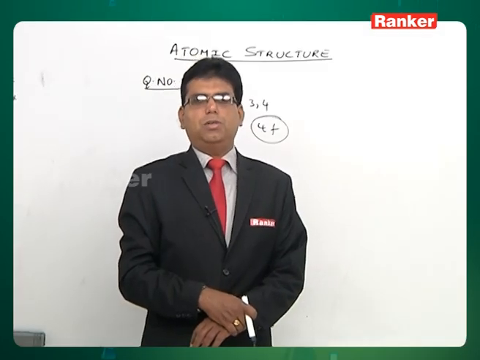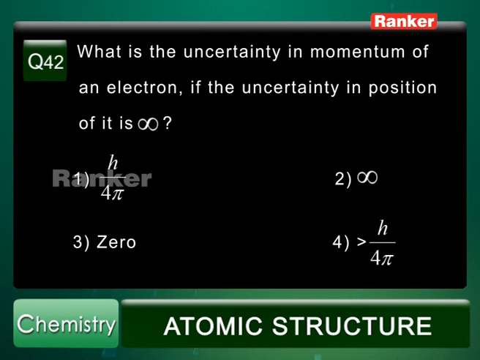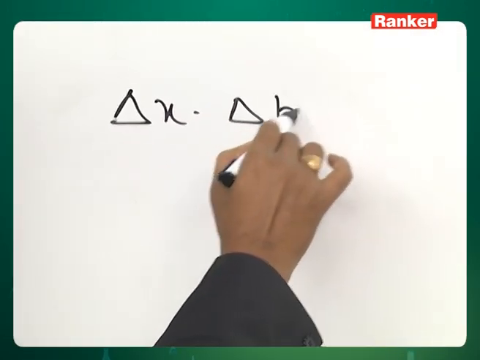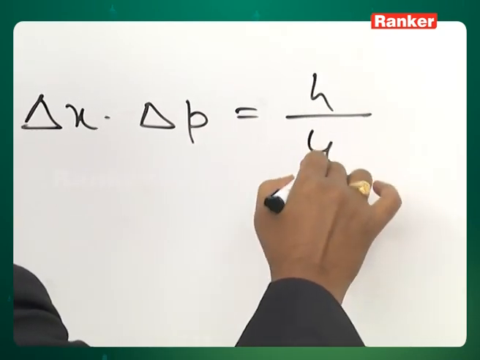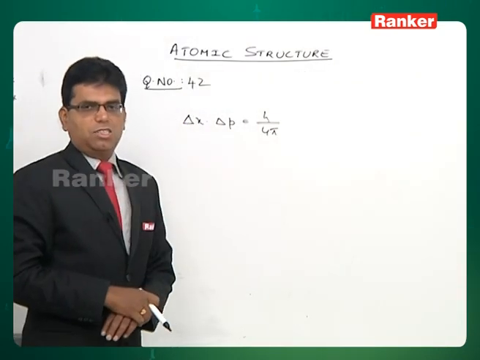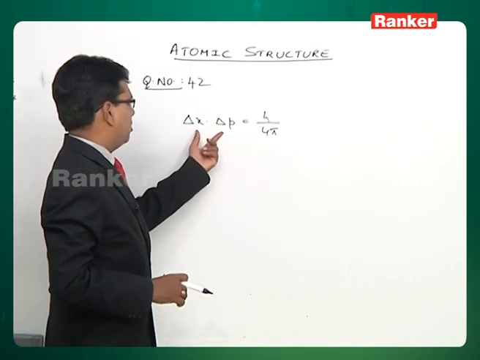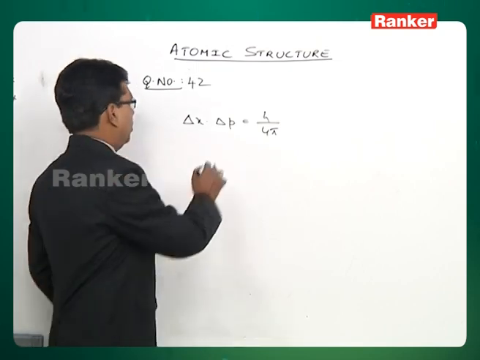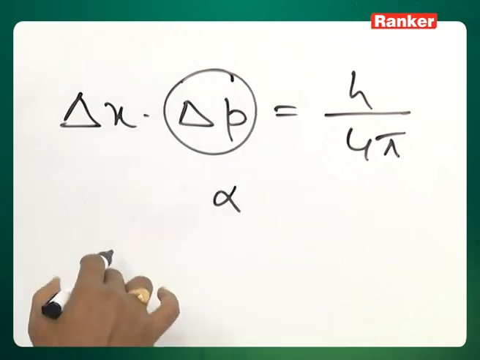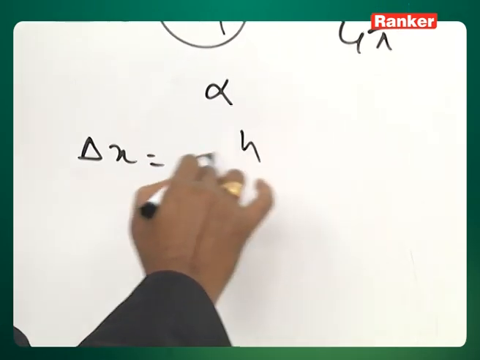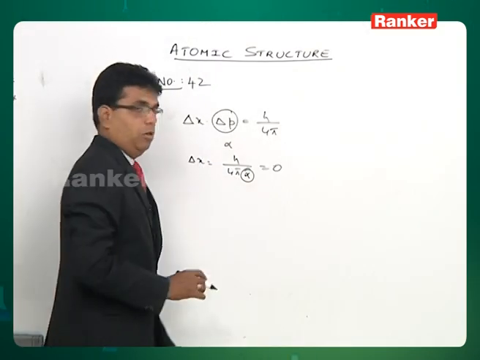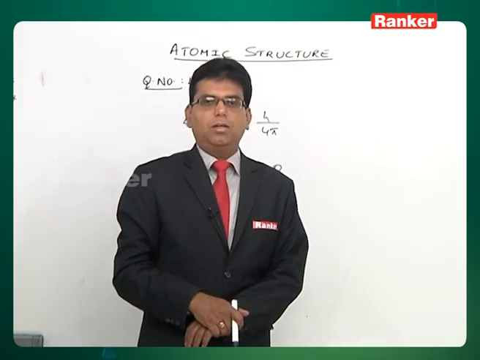Now let's move on to question number 42. What is the uncertainty in momentum of electron if the uncertainty in position of it is infinity? This is again the uncertainty principle, according to which we write delta x into delta p is equal to h by 4 pi. This is the product of uncertainties in the position and momentum. In the question, the uncertainty in the momentum of the electron is infinity. Then delta x is equal to h by 4 pi into infinity, which is 1 by infinity, equal to 0. So uncertainty in the position will be 0.